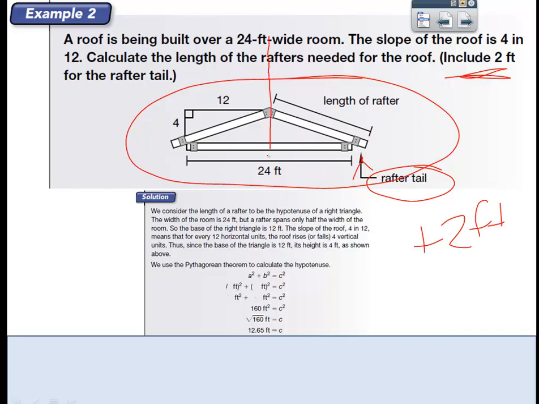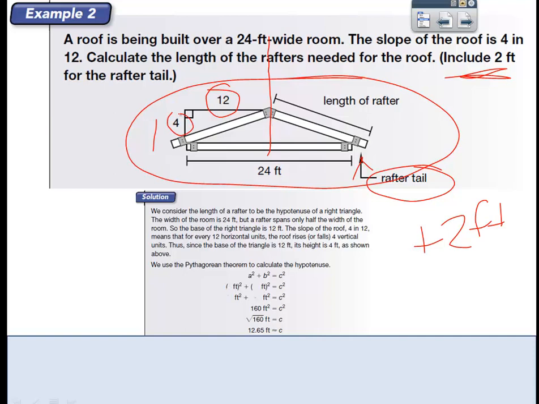I'm going to split this right down the middle, and if you split down the middle, we know that half of 24 is 12, and that's our 12 right there. The width of the room is 24 feet. The rafter spans only half the width of the room, so the base of the triangle is 12 feet. And the slope of the roof is 4 and 12, meaning that for every 12 units we move horizontally, every 12 units we go sideways, the roof rises. It goes up 4 vertical units. So that's the 4 and the 12. So we've got our 2 numbers, the 4 and our 12.